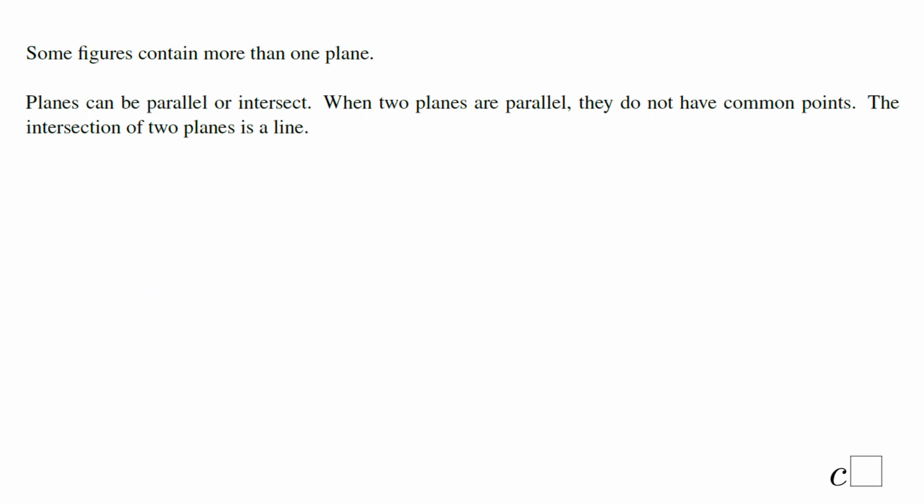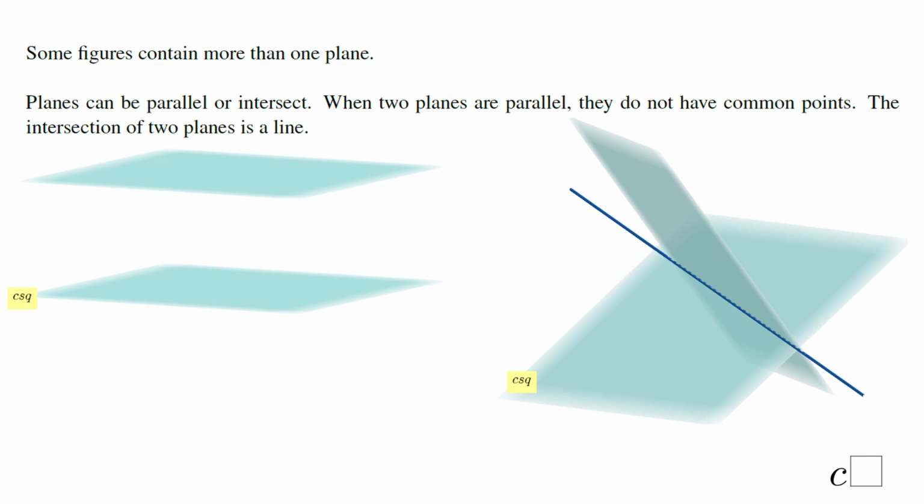As I said here, some figures contain more than one plane. Planes can be parallel like lines. When 2 planes are parallel, they do not have common points. The intersection of 2 planes is a line. So let's see here. These are the planes that do not intersect. They are parallel planes. These are the planes that do intersect, and you notice the intersection is this line.